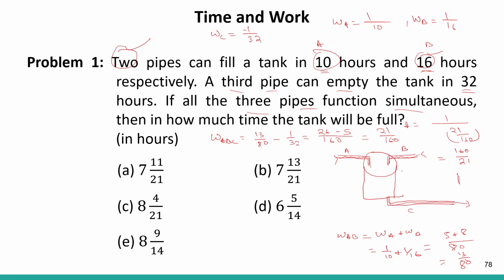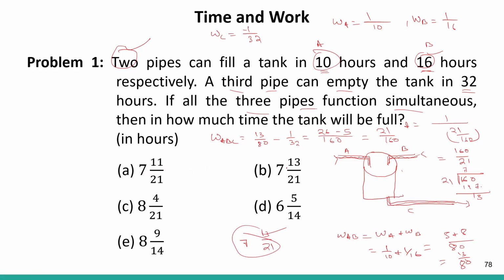Let's divide 160 by 21. 21 into 7 is 147, so the remaining is 13. So the answer will be 7 whole 13 by 21. Among all 5 options, the first is 7 whole 11 by 21, and option B is 7 whole 13 by 21.